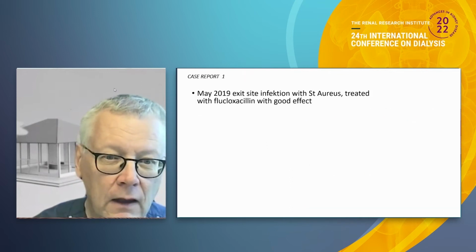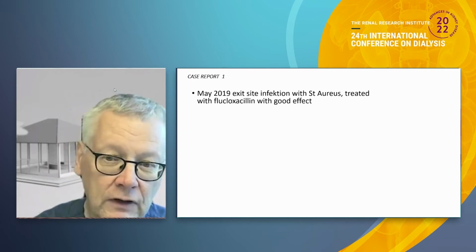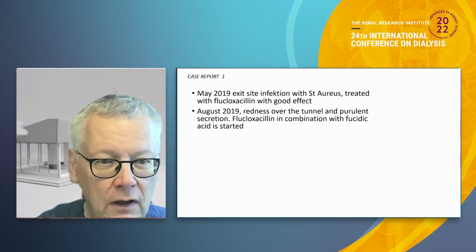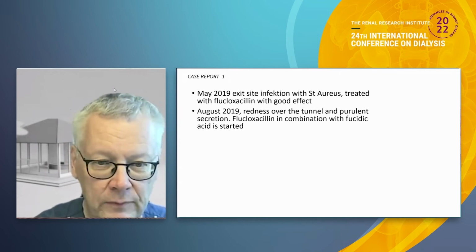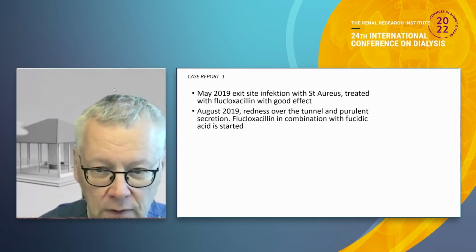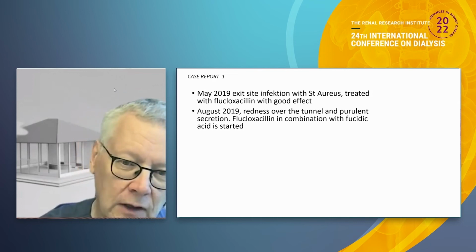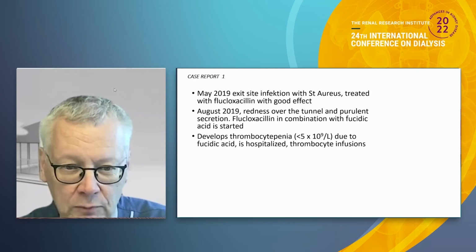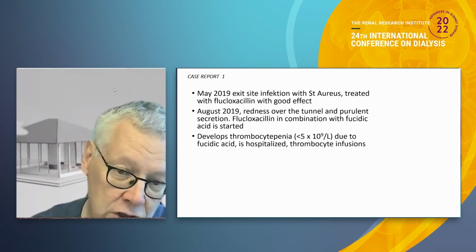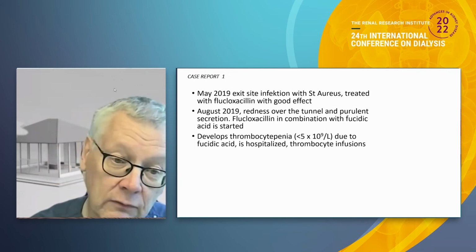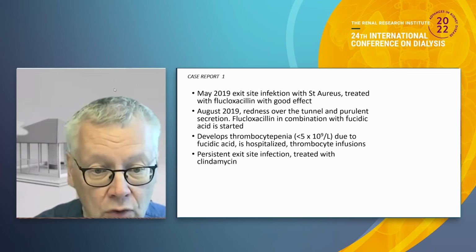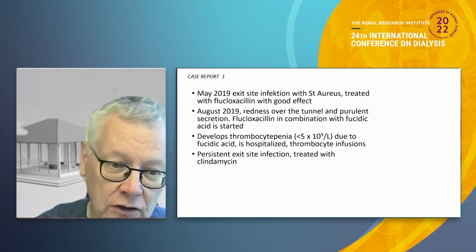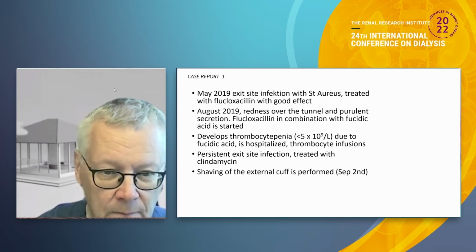He had an exit site infection with Staph aureus, treated with flucloxacillin, with good effect. Half a year later, he had a new infection. He got fusidic acid in combination with flucloxacillin. He got a thrombocytopenia from this treatment. He was hospitalized and treated, and the fusidic acid was removed and the thrombocytes became normal. And instead, for the persistent exit site infection, he was treated with clindamycin.